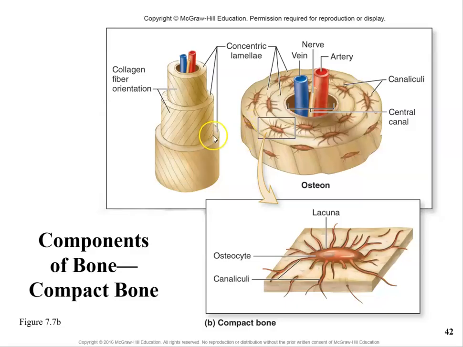So here's just another picture. This is showing an osteon. And look, they've taken the concentric lamellae and shown you how it forms different rings. Remember that the long part of the osteon is going to be parallel to the long part of the bone. Okay? Yes, you have a central canal with the nerve, artery, and vein. You have canaliculi extending from the osteocytes outwards. Here you have an osteocyte in its lacuna, and you can see the canaliculi even better there.